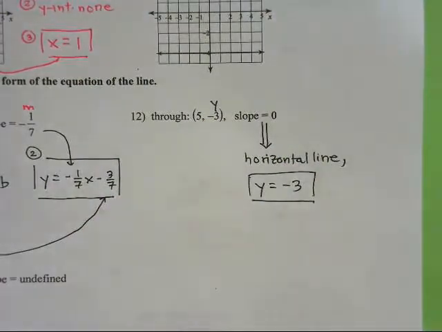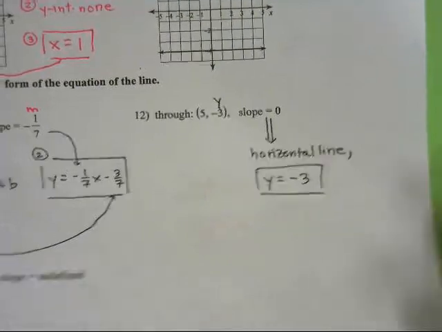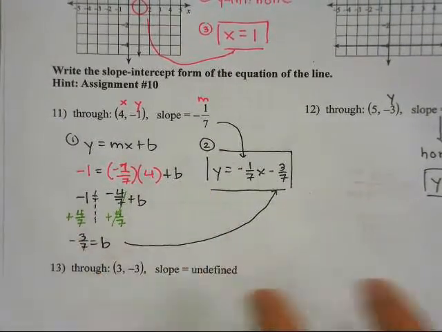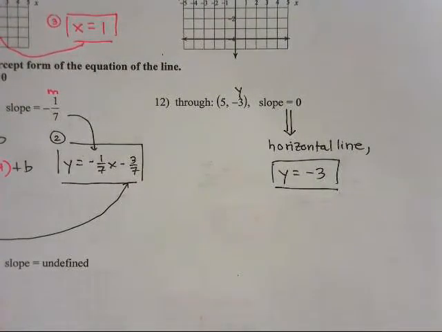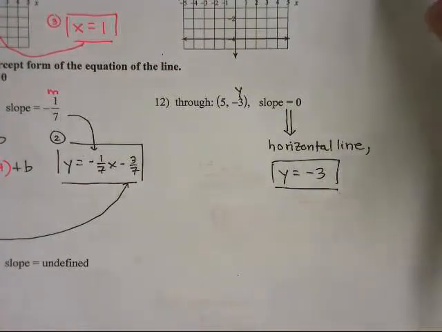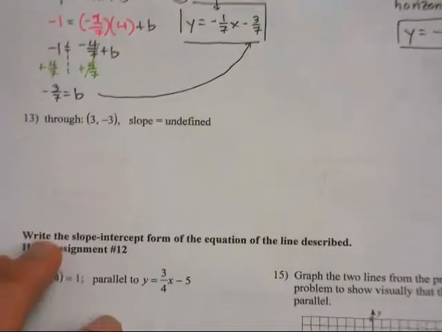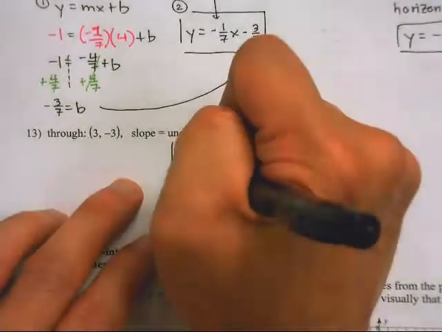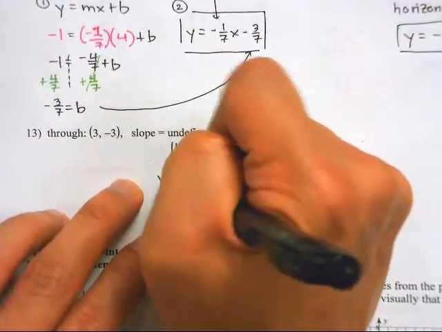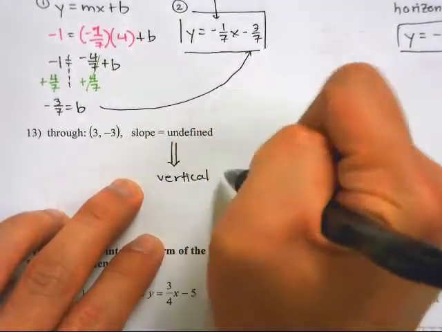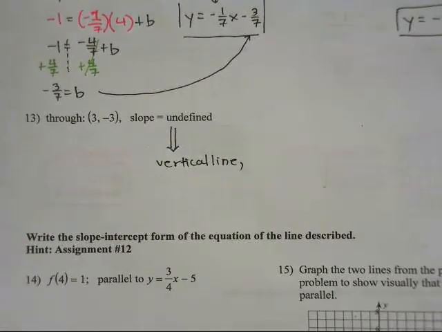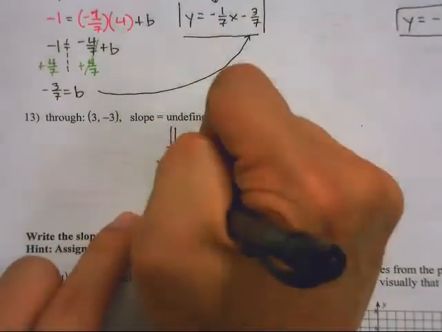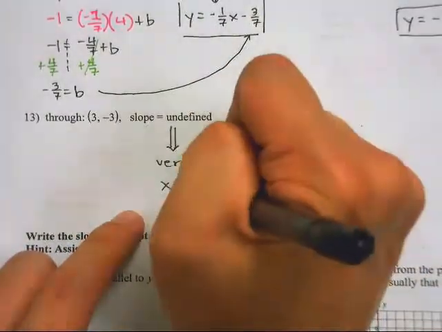So if you know that the slope is 0, you can forego or do not do all these steps over here. You can say, okay, it's a horizontal line, y equals this. Okay. In contrast to number 13, if the slope is undefined, what type of line do you have? Vertical line. The structure equation for vertical line is that y equals or x equals? X equals what number, you guys? 3, yes.